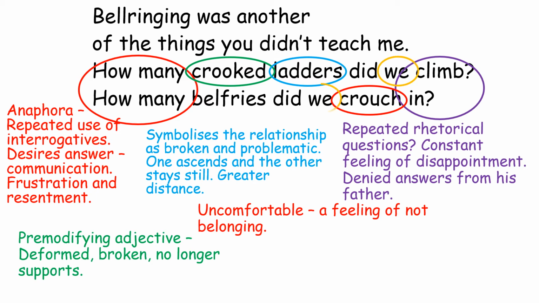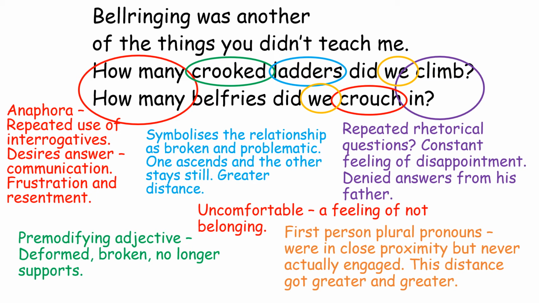If we take a look at the two personal pronouns, they are first person plural pronouns in this case. This could show that they were in really close proximity during their life. They were both very close, part of the same unit. But perhaps they never actually engaged. There's a sense here that this distance got greater and greater, much like the distance that formed between Emyr Humphreys and his father after the father returned from the war.